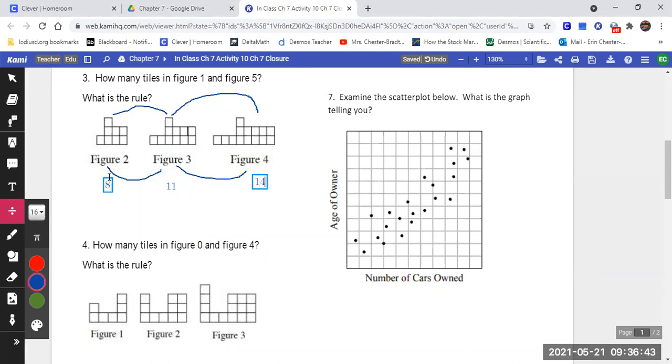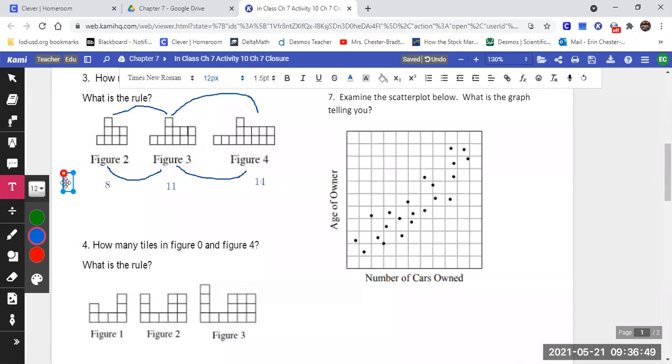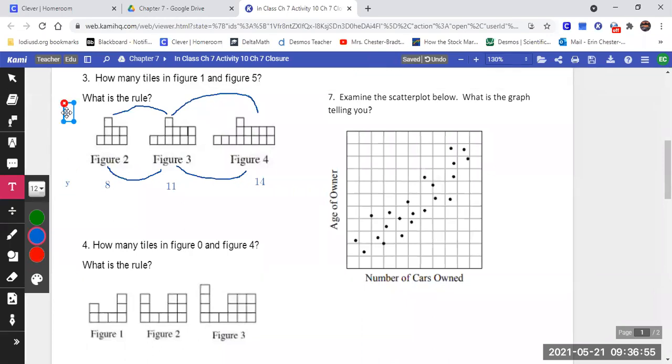Okay. Those are our Y's, right? We've done this before. Those are the Y's. So we need to find the change of the Y. The figure number is the X's. So we need to find the change of X. How much is changing from one figure to the next? What am I going to say is happening? Because this is figure 2 to figure 3. So what's the change?